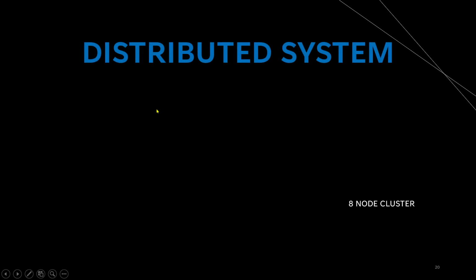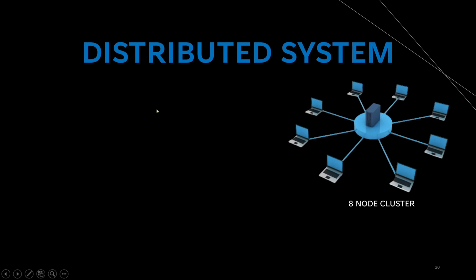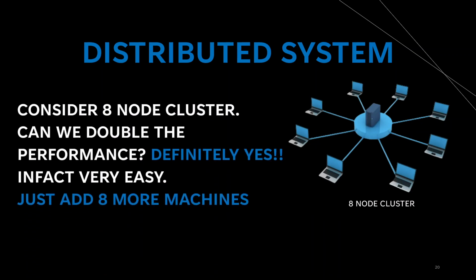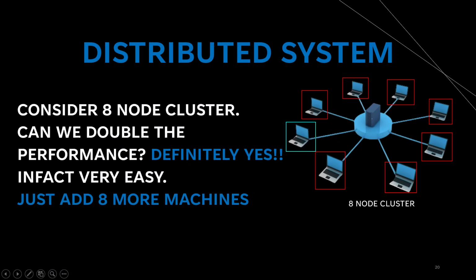Everything's cool, but what is a distributed computing system? What is a distributed system then? A distributed system is a collection of many smaller systems. Consider an 8 node cluster. Remember what is a node? It's a small machine. An individual machine is called a node. So this is a machine, this is a machine, this is a machine. All these are nodes. We have 8 nodes connected together, and this whole thing is called an 8 node cluster.